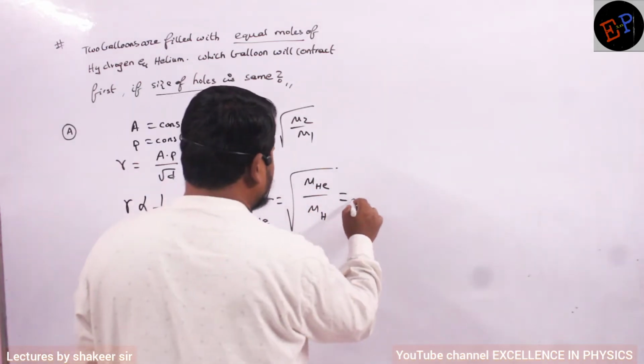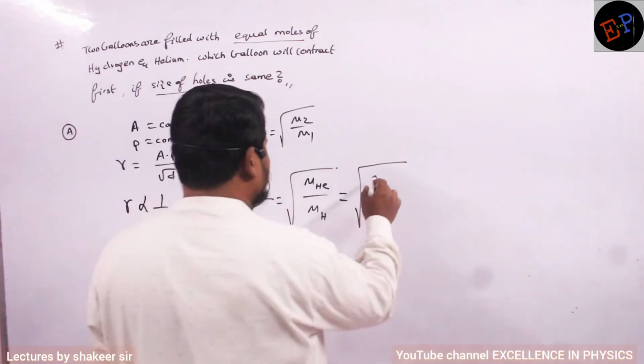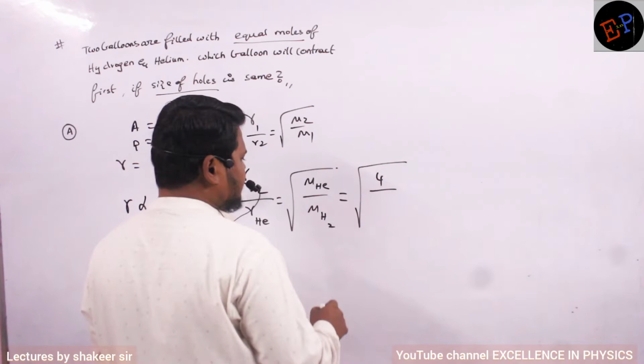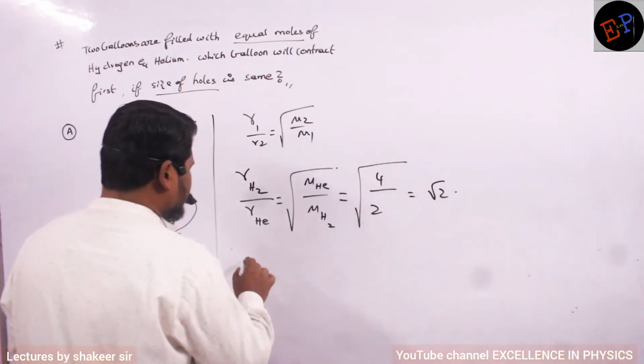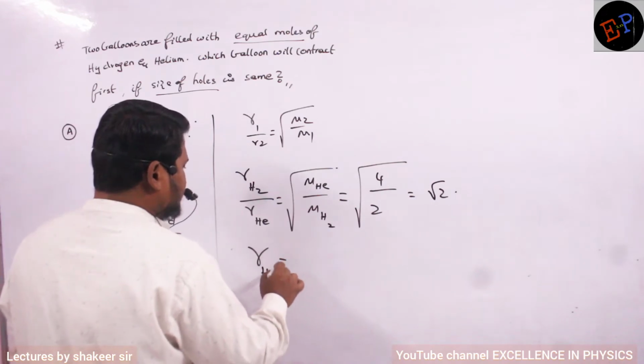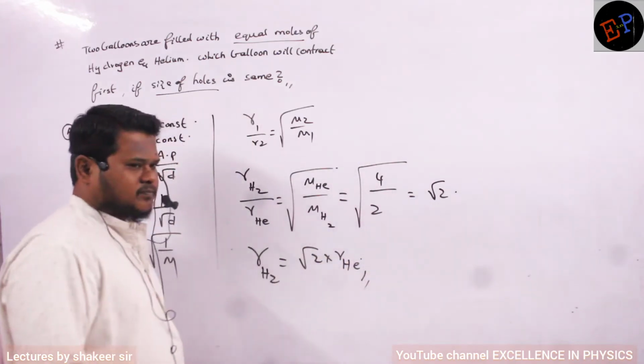So what is the molecular weight of helium gas? Helium is 4. So therefore I will write 4 divided by hydrogen gas 2. So 4 divided by 2, root 2. Clear now? So therefore RH2 is equal to root 2 times RHe. This is what I have to write now.